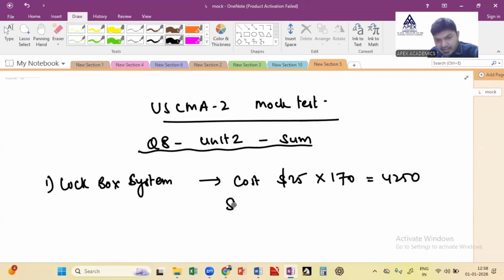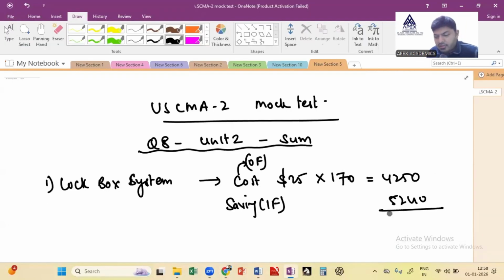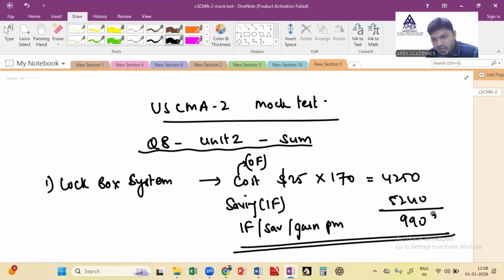Next, it results in a saving. What is the meaning of saving? Saving means inflow. What is the meaning of cost? Cost means outflow. It has a saving of $5240. Please look here. It has a saving of $5240 per month, and the cost is also per month. So, what is my saving or gain or inflow per month if I use lockbox? It's $990. I hope you understand this.